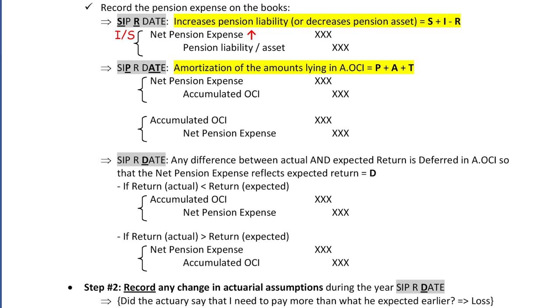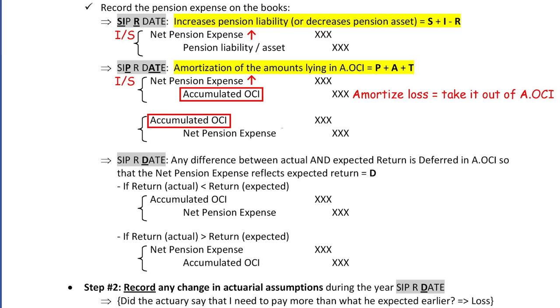So looking at the journal entries, the first one, that's amortization of loss. So your net pension expense goes up, draw an upward arrow and write I/S. Put a box for accumulated OCI and write amortize loss, that means take it out of accumulated OCI. The next journal entry, again put a box around accumulated OCI and write amortize gain equals take it out of accumulated OCI. The credit is to net pension expense, which goes down, put a downward arrow and write I/S.